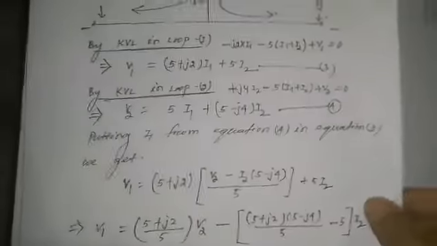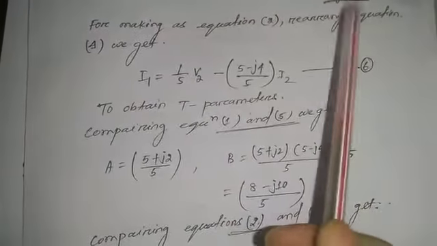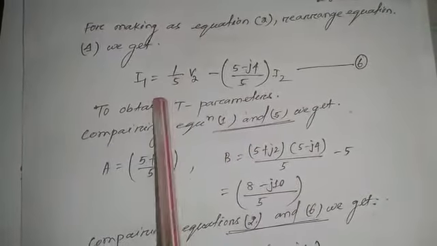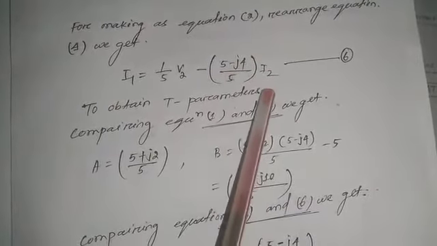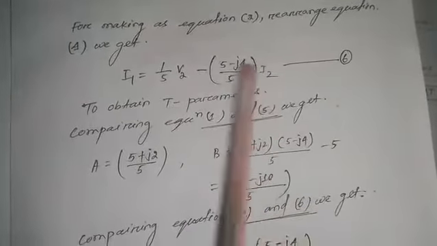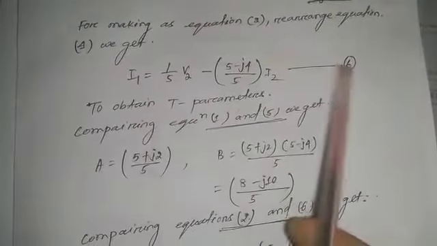Okay, similarly, for making equation 2, we rearrange equation 4. We can easily get I1 is equal to 1 by 5 V2 minus (5 minus j4) divided by 5 into I2. Okay, for this we are getting the format of equation 2, by rearranging equation 4.